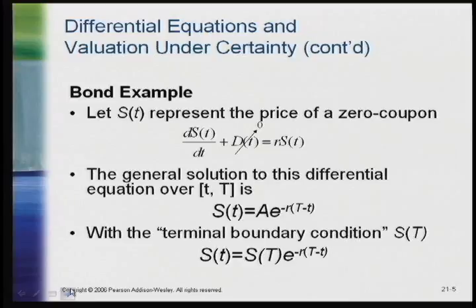Let's do an example of a bond. We have a zero coupon bond, no dividends. R is just the zero coupon bond rate. The equation is just the derivative of S is equal to R times S. Again, R is not the risk-free rate. It's just the rate for this bond.